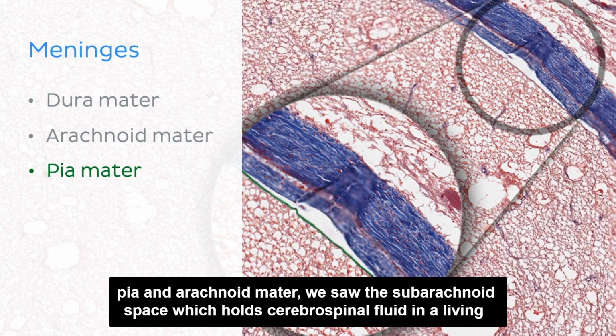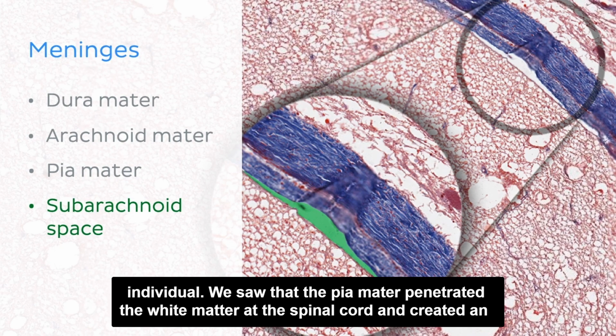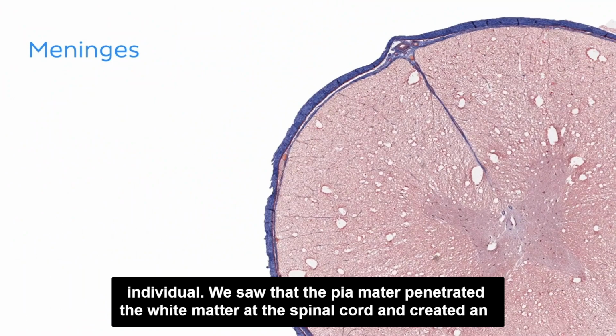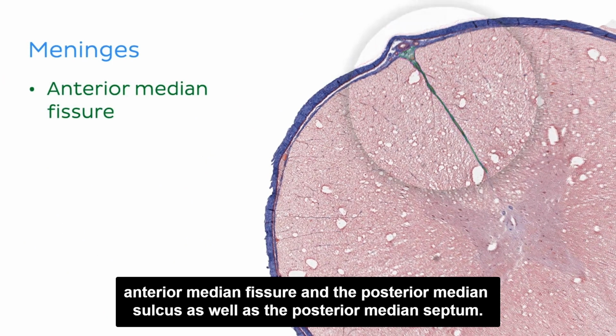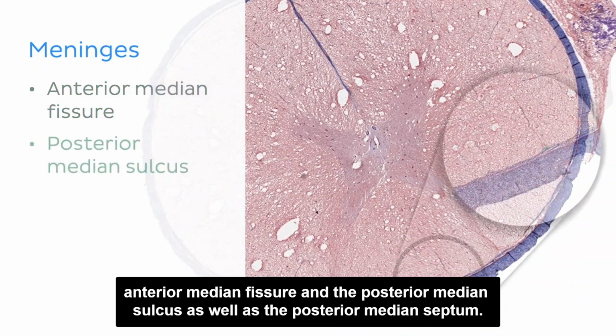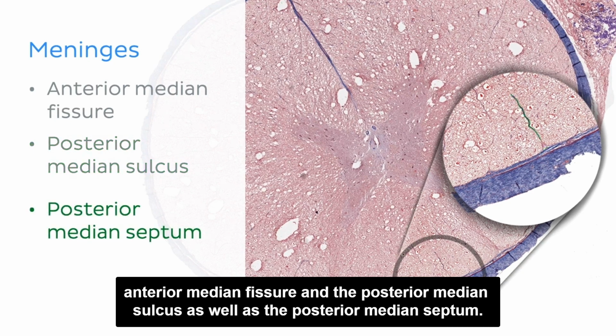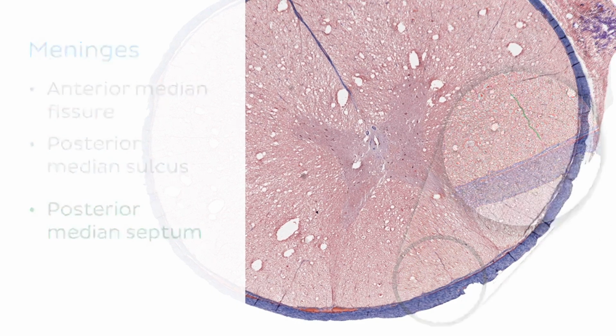Between the pia and arachnoid mater, we saw the subarachnoid space, which holds cerebrospinal fluid in a living individual. We saw that the pia mater penetrated the white matter at the spinal cord and created an anterior median fissure, and the posterior median sulcus, as well as the posterior median septum.